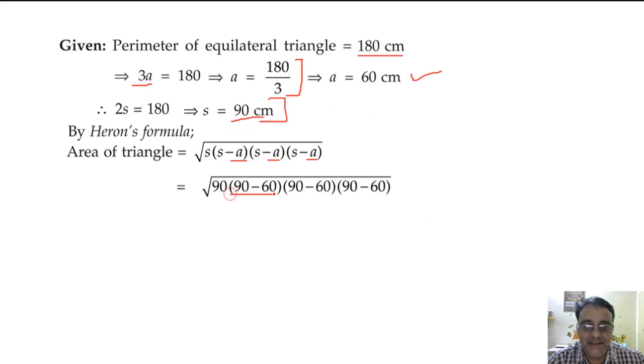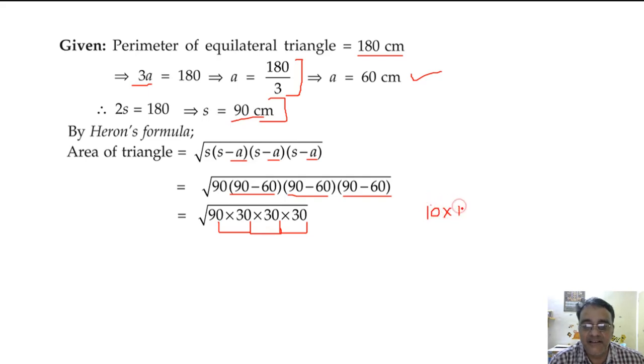So what is 90 minus 60? 30. So we'll get 90 into 30 into 30 into 30. So how many tens are there? How many multiples of ten are there? 4, right? 9 into 10, 3 into 10, 3 into 10, 3 into 10. So we can take out 2 tens out of the square root.